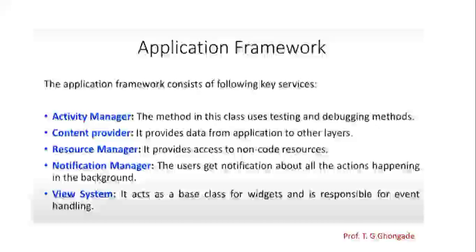The first key service provided by the application framework is the activity manager. The methods in this class are used for testing and debugging. Now what is the function of the activity manager? Debugging and testing. Then the next one is content provider. It provides data from the application to other layers. Now we have seen that in the architecture there is a layer concept, and each layer has its own functionalities. So the content provider's job is to provide data from one layer to another layer. It means that it provides data from the application to other layers.